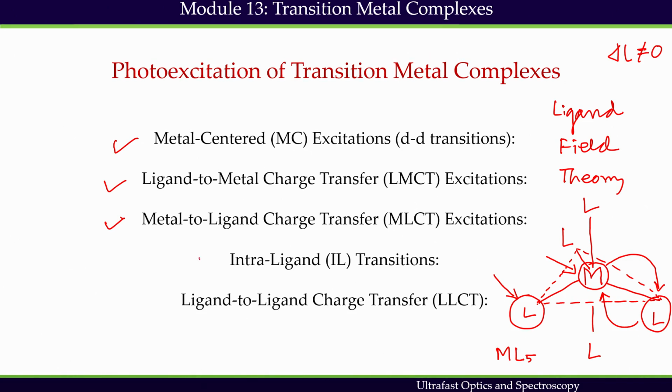And the last one is ligand to ligand charge transfer. So we can have an electronic excitation coming from one ligand to another ligand, and that is called ligand to ligand charge transfer. This involves orbitals located in different ligands.